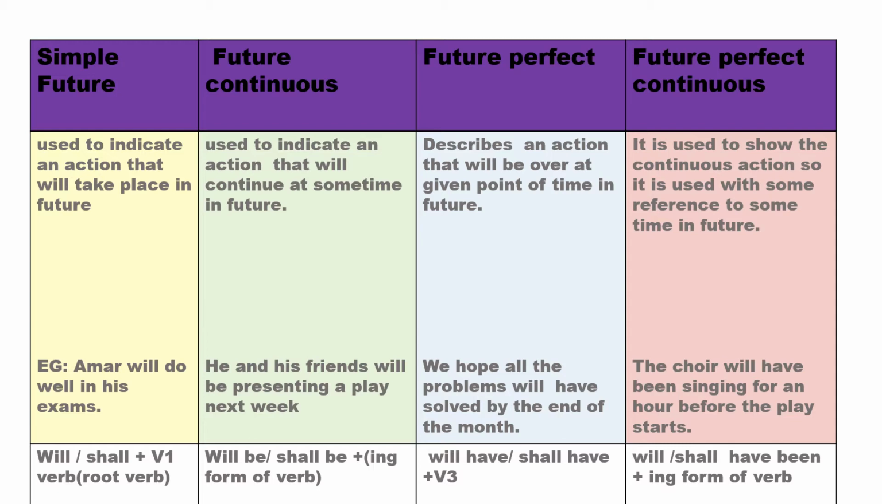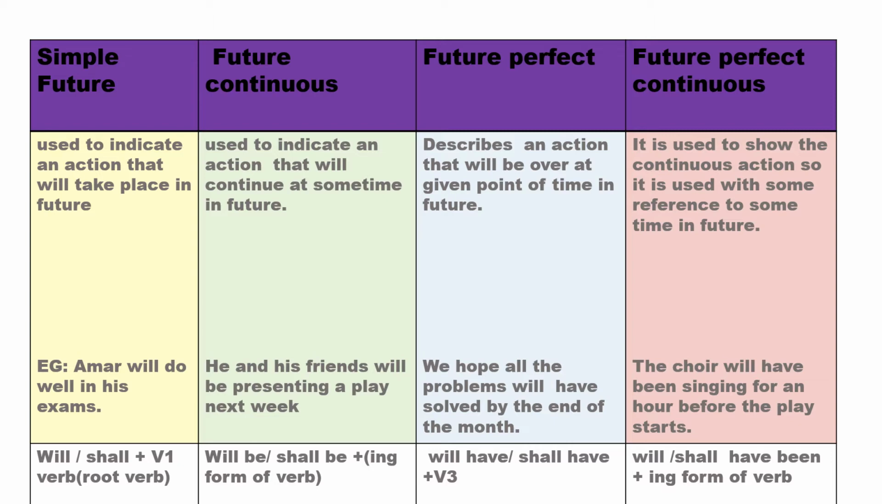Simple future tense is used to indicate an action that is yet to take place or will take place in future. The verbs will and shall are used with the root verb to indicate an action in future tense. For example, Amar will do well in his exams, or I shall fly to Chennai tomorrow. The simple future tense is used to express what we think or know will happen in future. For example, you will succeed in your mission.